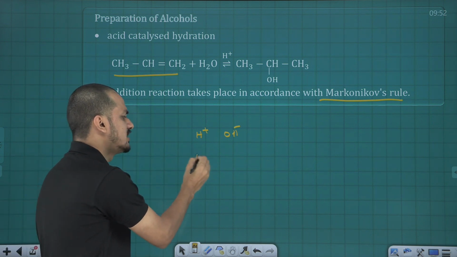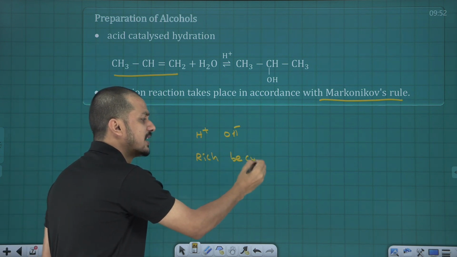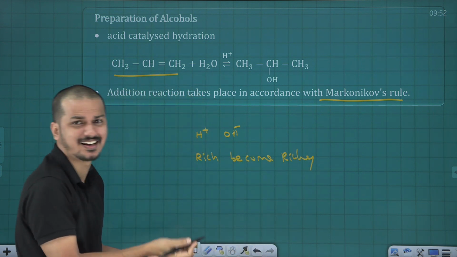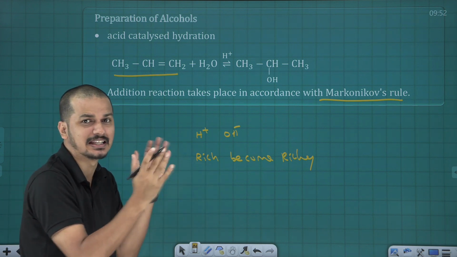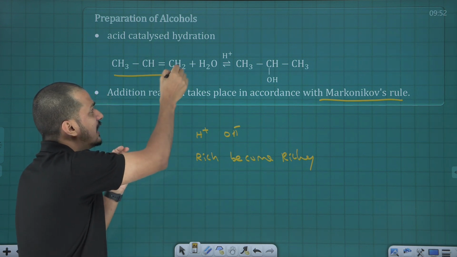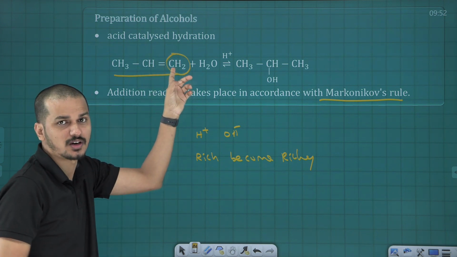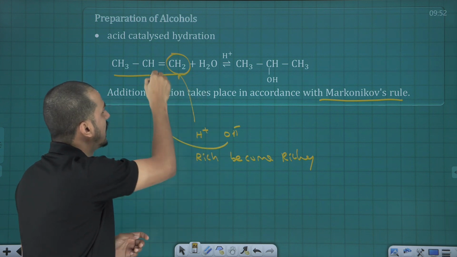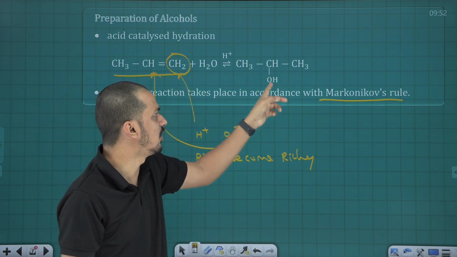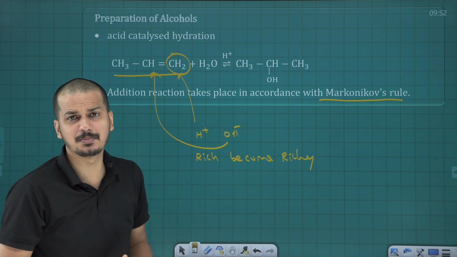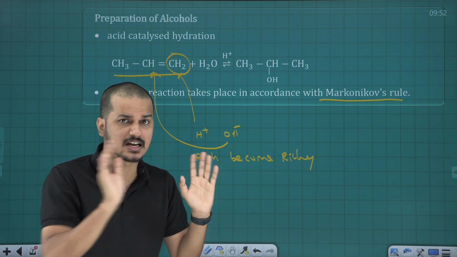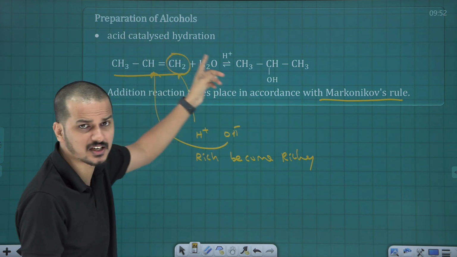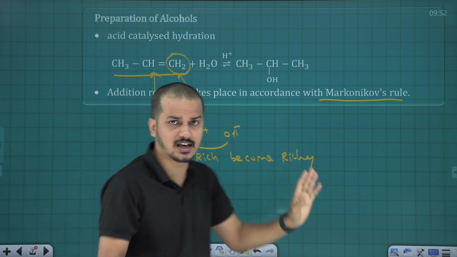Simply you can remember: rich become richer. So what is rich become richer? Who is rich here? The unsaturated carbon in that alkene having more hydrogens is richer in hydrogen, so towards that carbon hydrogen will go and OH minus will go to the other. So you can see CH3, CHOH, CH3. Here rearrangement is possible, to a more stable carbocation. That idea you have to keep. So that is what is called acid catalyzed hydration reaction.